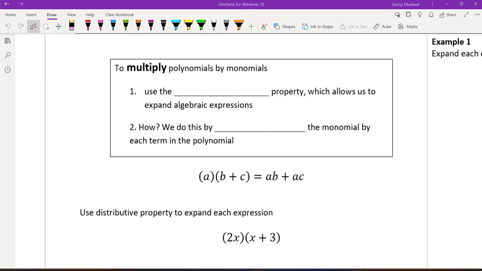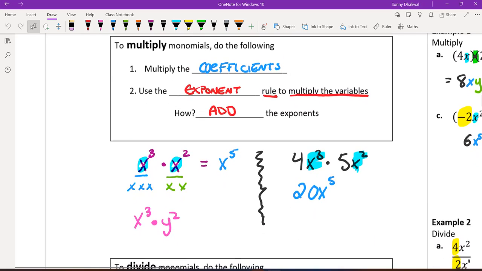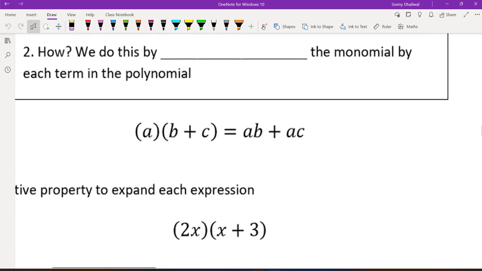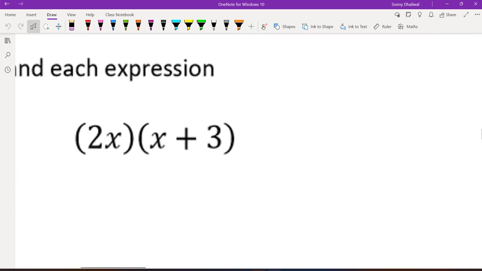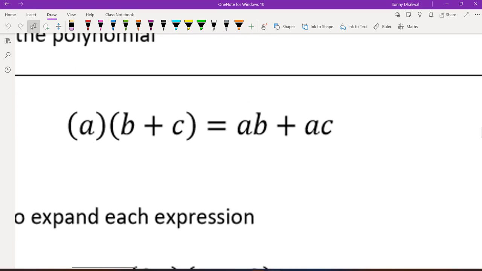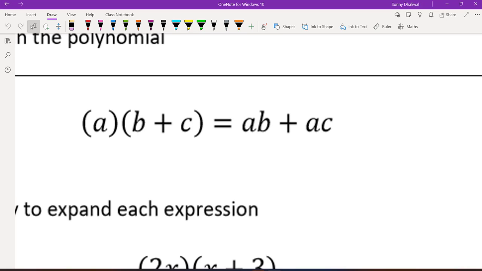So, last day, we looked at multiplying terms, monomials. We only had one term multiplying another term, right? A monomial times a monomial, right? Today, we're going to look at how you multiply a monomial and something with two terms. What was that called if you had two terms? You guys remember that from a couple units ago? Binomial.